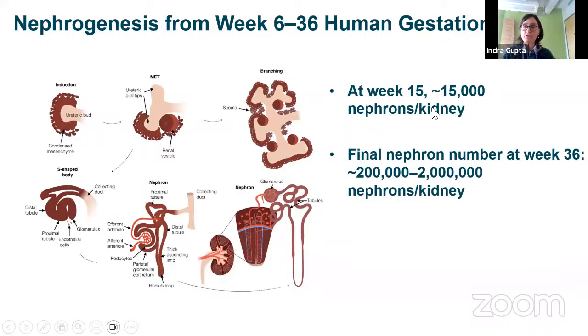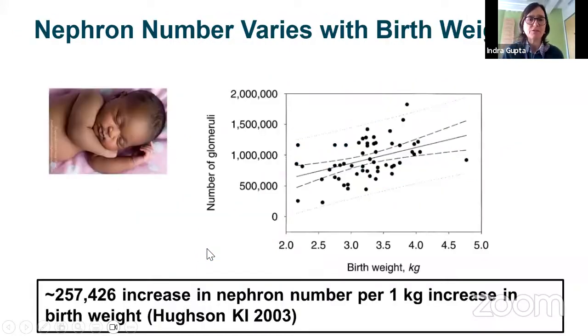So at week 15 of human gestation, there are already as many as 15,000 nephrons per kidney. The final nephron number at week 36 of human gestation is very variable. It varies from as low as 200,000 nephrons to as high as 2 million nephrons. And that's in quote unquote normal people, okay? This is not talking about people with CAKUT, who probably have fewer than 200,000 or no nephrons if they never made a kidney. But I want you to be aware of this because nephron number is a quantitative trait, like height, like eye color, like hair color, et cetera. And so the factors that enhance or diminish nephron number are super important to capture as we try to understand chronic kidney disease across the lifespan.